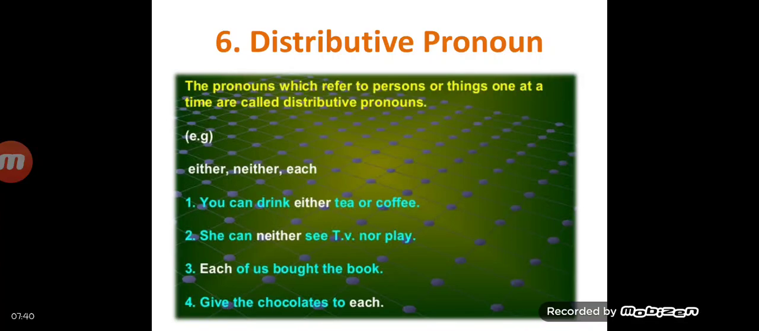You can see some of the examples over here also. You can drink either tea or coffee. She can neither see television nor play. Each of us bought the book. Give the chocolates to each.